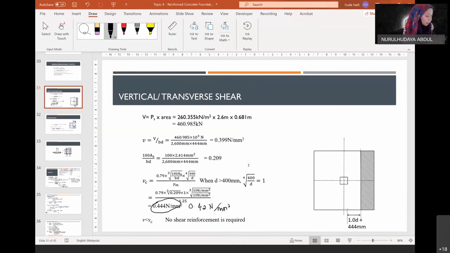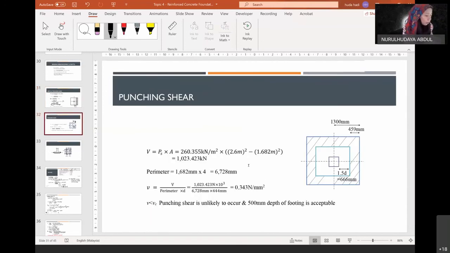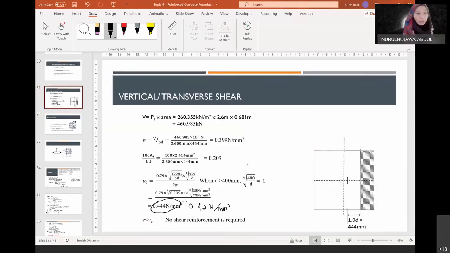Tapi dia tak ada apa-apa lah, it's just bila kita compare V masih lagi less than VC, so tak ada apa-apa pun. And sama juga bila you compare dengan punching shear pun, 0.42. V ni masih lagi less than 0.42, which is VC yang I salah kira ni lah. Okay, so please check balik yang yesterday punya notes. I ada share that PDF. So inside that PDF also silap tukar kat situ lah. 0.42 dia punya VC. I salah kira kat sini.